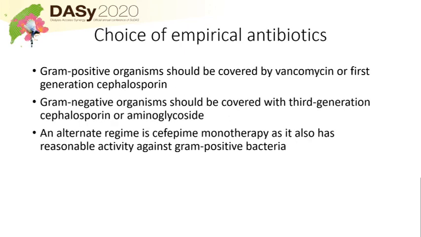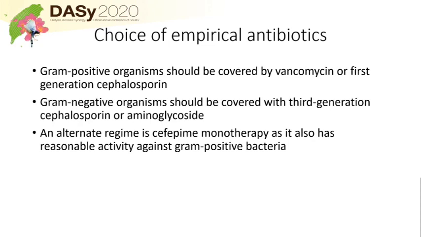Gram-positive organisms should be covered by vancomycin or first-generation cephalosporin. Whether or not to give vancomycin depends on the local prevalence of methicillin-resistant Staph aureus (MRSA). If the prevalence of MRSA is high, vancomycin will be preferred over first-generation cephalosporin.